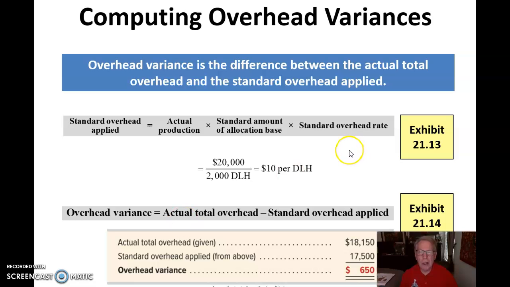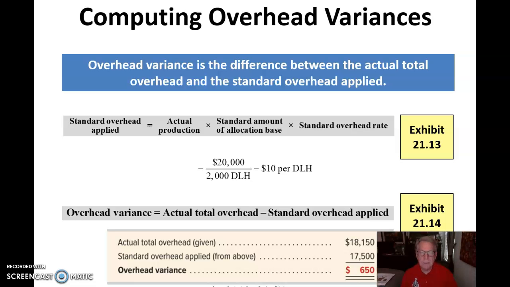Here, we're going to say the overhead variance is the difference between the actual total overhead and the standard overhead applied. And how do we get applied overhead? We take our actual production and multiply it by our standard amount of the allocation base, and then we multiply that times the standard overhead rate. Okay, so let's see.